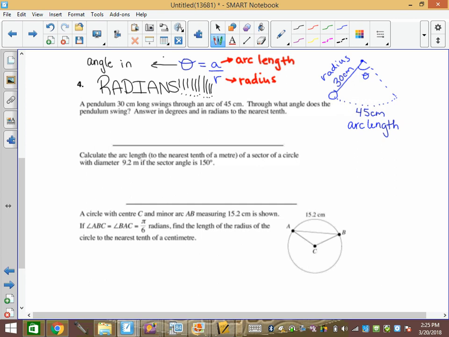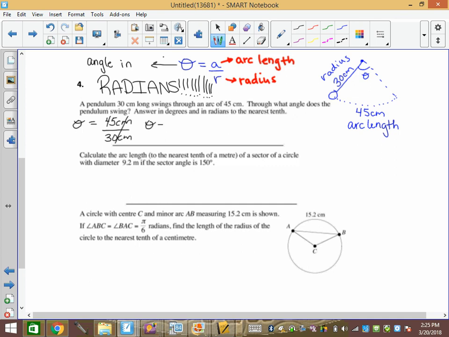Now, your A and your R have to be in the same units. If they're not in the same units, you have to make them in the same units, okay? Because the units will cancel. So we have theta equals A, which is 45 centimeters, over R, which is 30 centimeters.